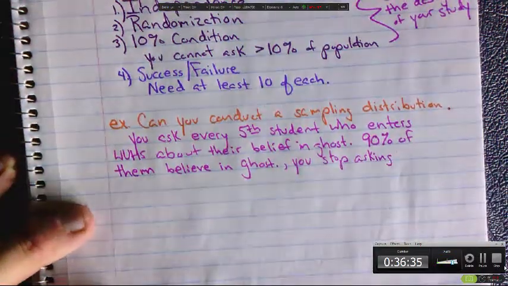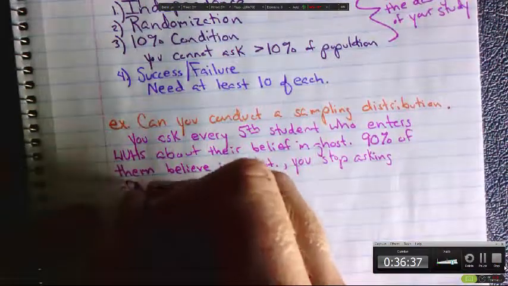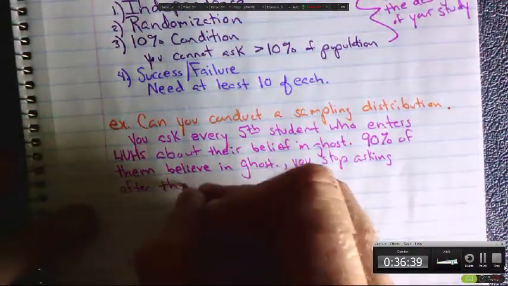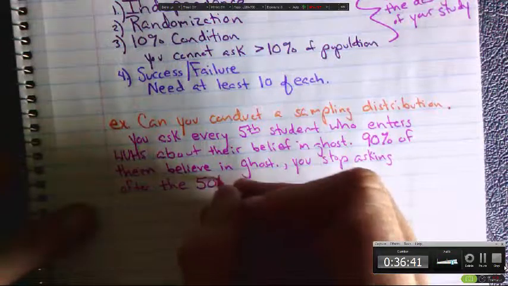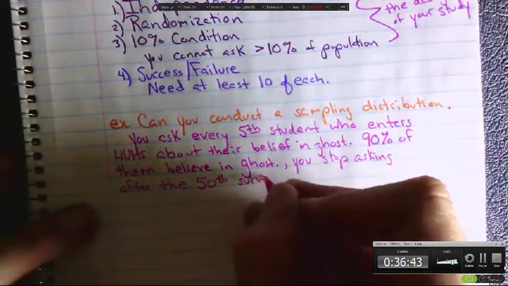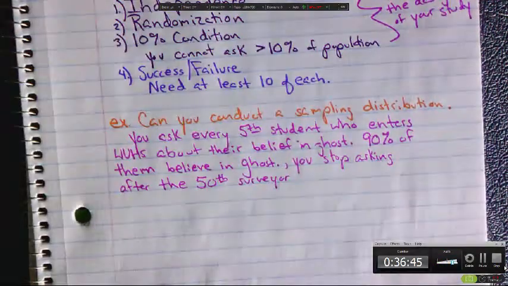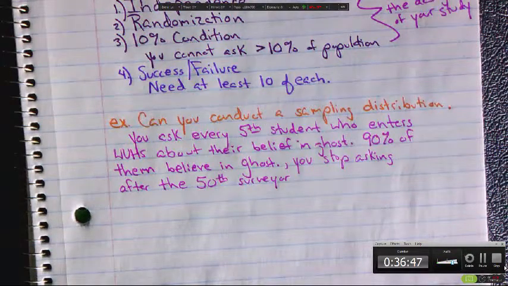You can only ask every 5th person up to 10% of the population. You stop asking after the 50th student, after the 50th surveyed. It's not 5,000. Why? Just because, I'm making this up. This is a scenario. If someone said, here's how I did my study, does this give them the right to use the information they have in front of them as a prediction for the whole school?